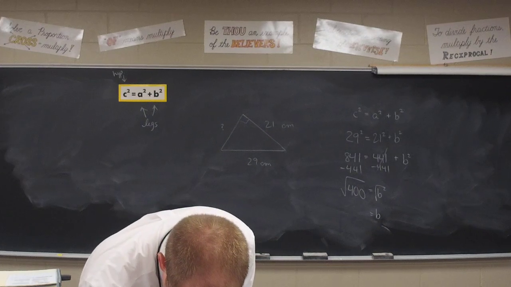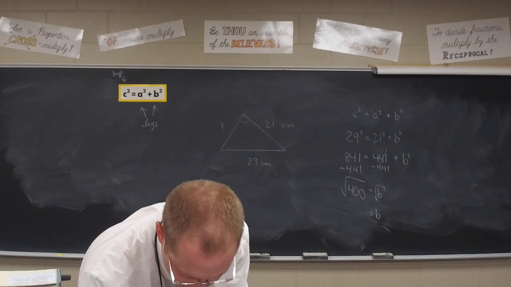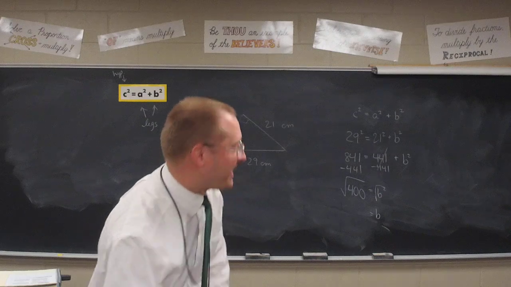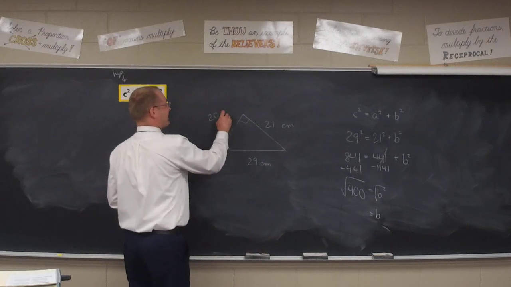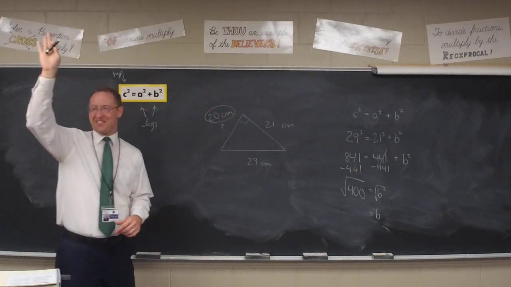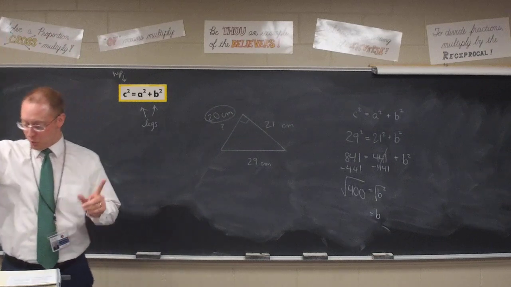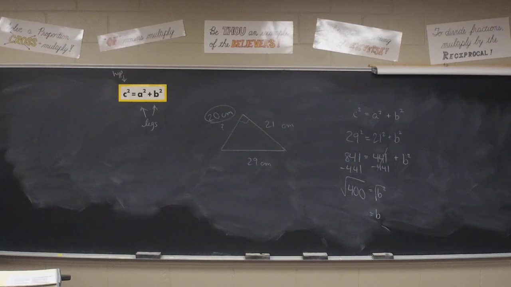Let's find it: what is 400 the square of? 20. 20 centimeters. All right, last one on your own. Do that last one there at your seats.